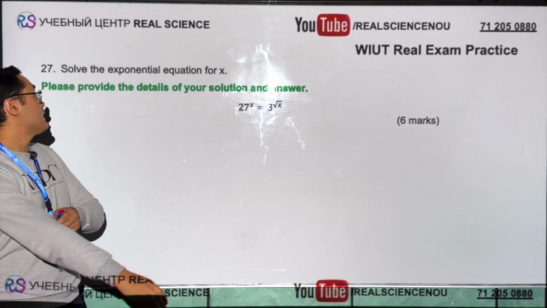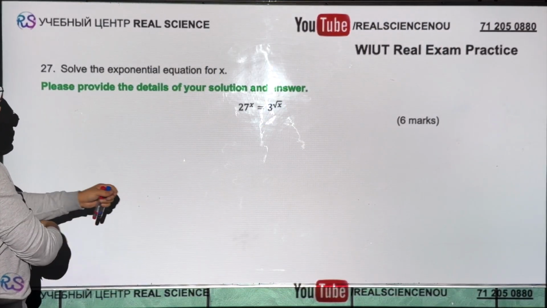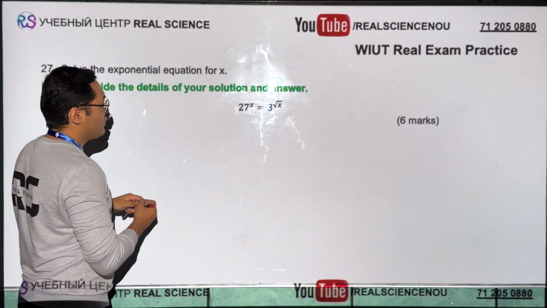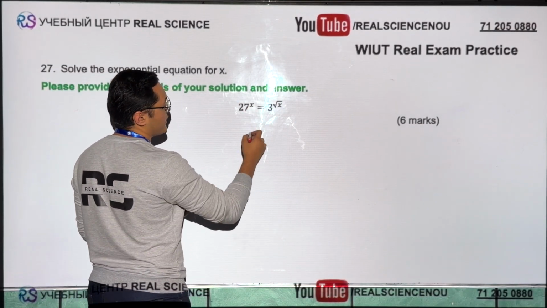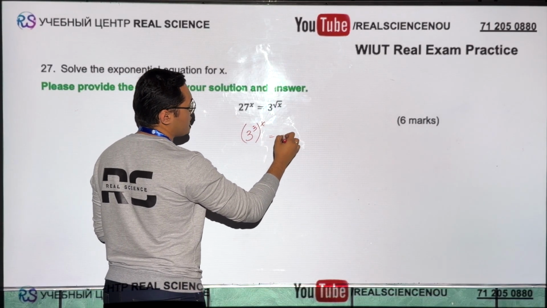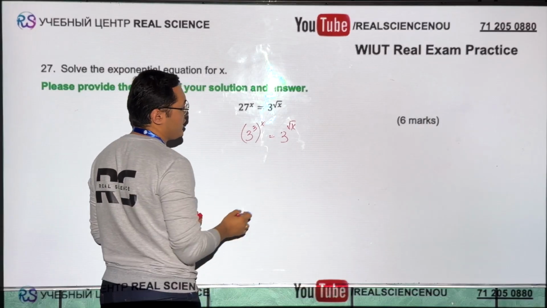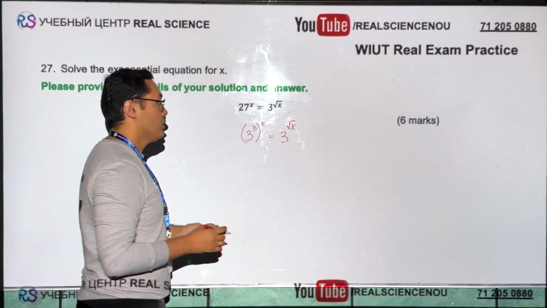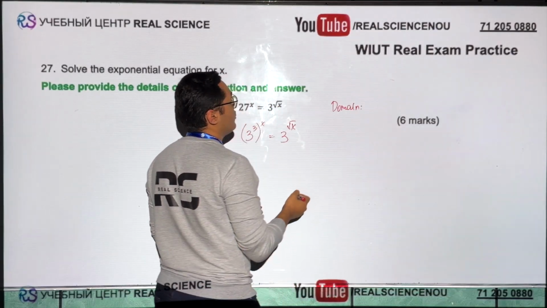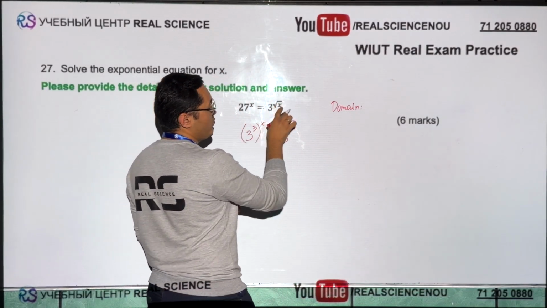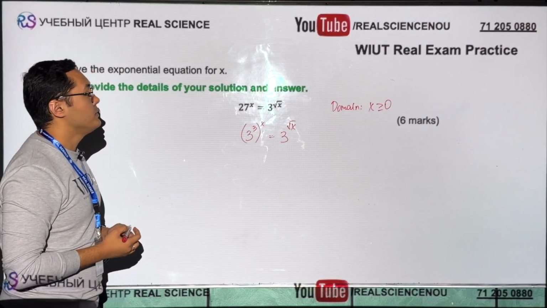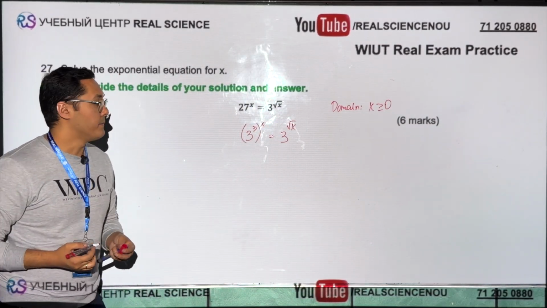Let's move to the next one. It says, solve the exponential equation for x. Please provide the details of your solution and answer. To do that, we know that 27 to the power of x can be written as 3 cubed to the power of x, which is equal to 3 to the power of square root of x. Now let's find the domain as well to make sure that we do not include unnecessary roots. Because we have a square root, x has to be more than or equal to 0.